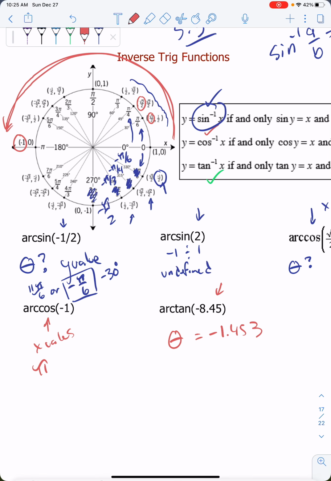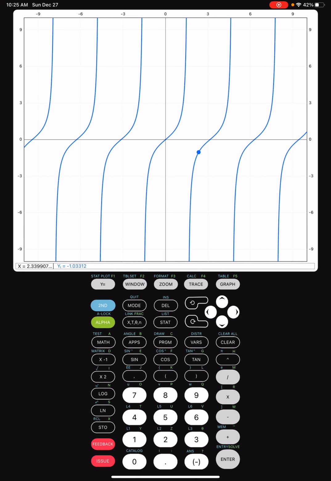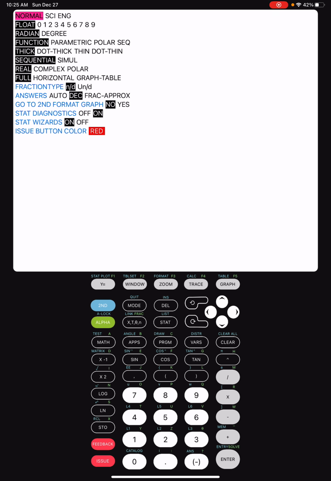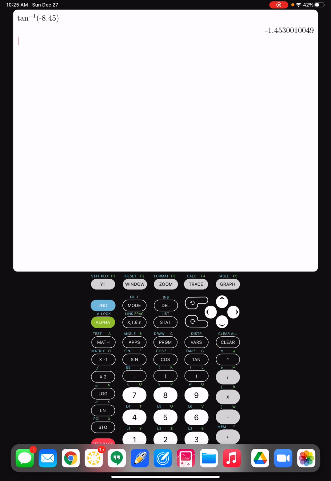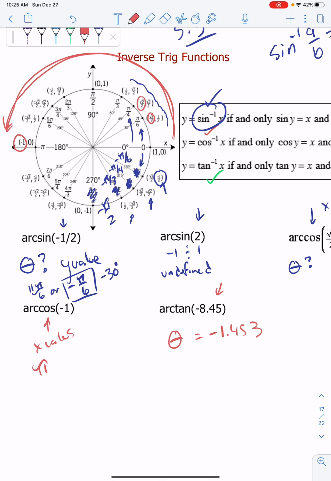Make sure you double check this, because I don't really use my calculator for anything but calculus. When you go to your mode, you need to make sure that you're in radian mode, okay? Make sure you're not in degrees, otherwise that tangent's not going to give you what you want. This says negative 1.453 radians, which is what we use in calculus, so we're going to make sure to put it in radian mode.